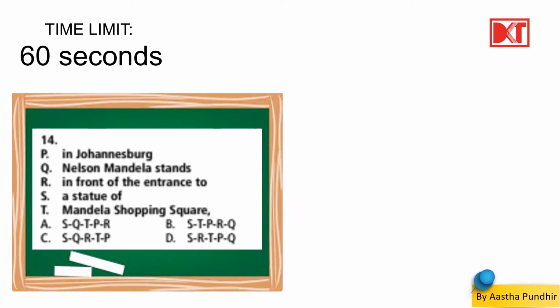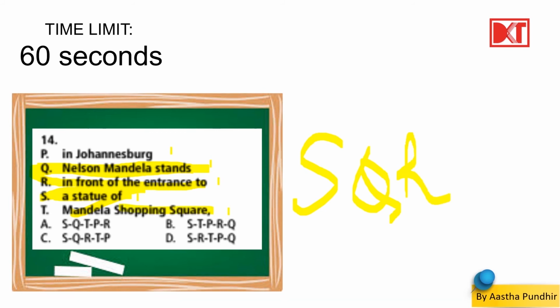Okay, here in Johannesburg, Nelson Mandela stands in front of the entrance to a statue of Mandela Shopping Square. Okay, so here we can start off this with a statue of Nelson Mandela stands in front of the entrance to Mandela Shopping Square in Johannesburg. Okay, SQRDP. Yes, correct answer is C.